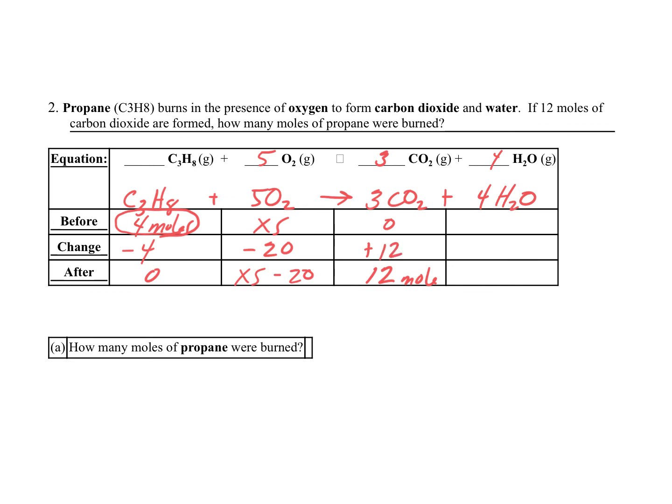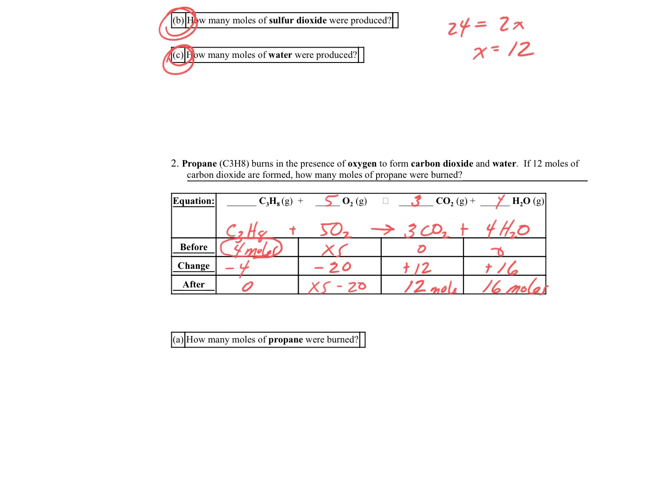Okay. Well, let's run through this. For every 1 propane, we'll make 4 waters. The amount of water is going to be 4 times that of the propane. So we're just going to take 4 times 4 moles is 16. And we're going to make 16 moles of water. So really we solved for everything there. We solved for the problem there immediately. The answer is 4 moles of propane.